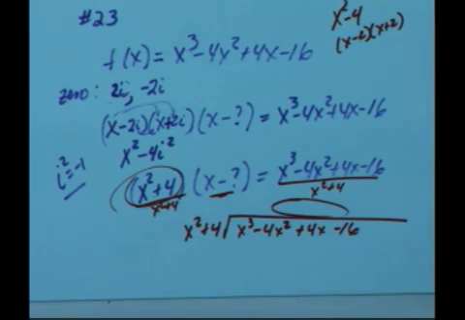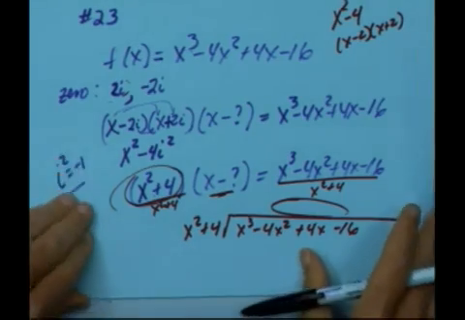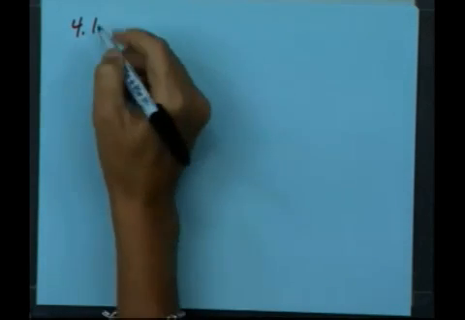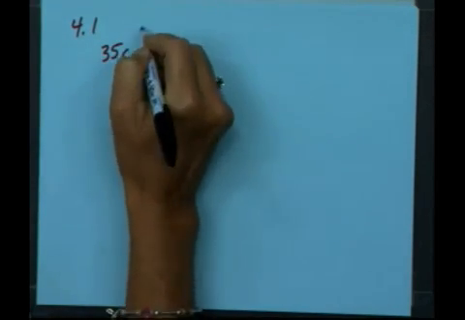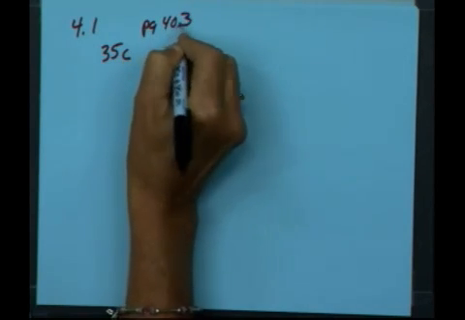All right, is everybody good on that? 3.7? I don't see anything else from 3.7, so we're headed to 4.1. We're on page 403, and the first question comes from 35C.